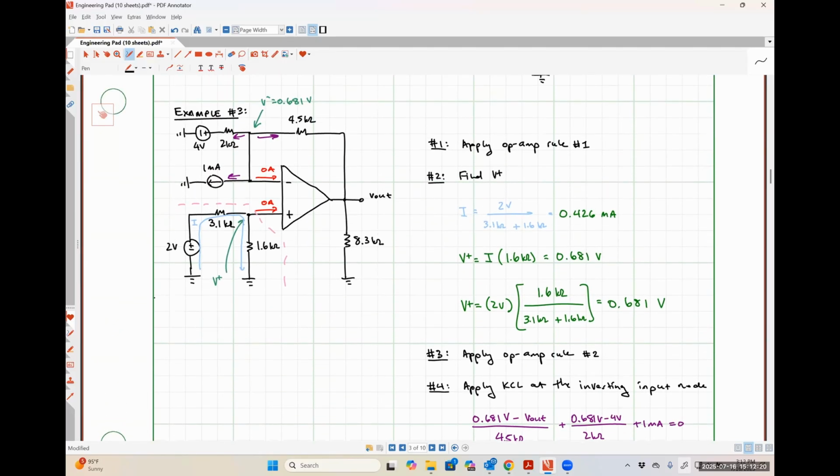So that is literally damn near the hardest thing I could possibly throw at you. It's got multiple input signals on both the non-inverting and the inverting side of the amplifier. It's got extra resistors thrown in there to try to confuse you, all of that kind of stuff. And our simple 5-step process worked.